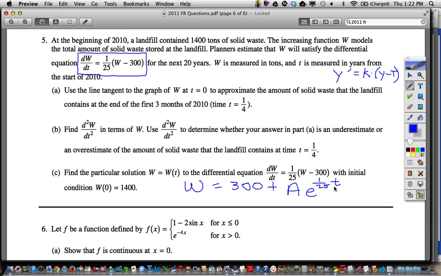Why would they have to give you that? It was right there and there. Well, they're nice or not. They told you right here that at the beginning, in 2010, there's 1,400 tons of waste. So that's W. That's the initial condition. So if I put a 0 in for T, this, of course, would be e to the 0, which is 1. So what would A be?